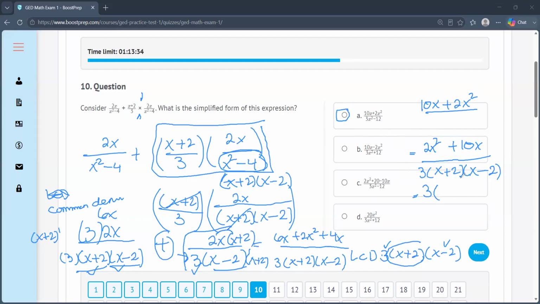So what's x plus 2 times x minus 2? It's a perfect square, so it's going to be x squared minus 4. And then FOIL out this 3, so it's going to be 3x squared and then negative 12. Okay. So as you can see, that is why my answer is letter A.